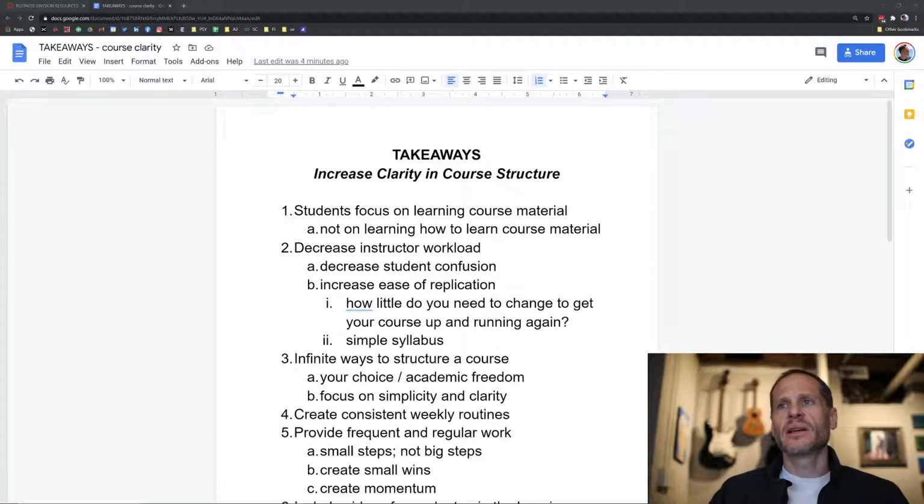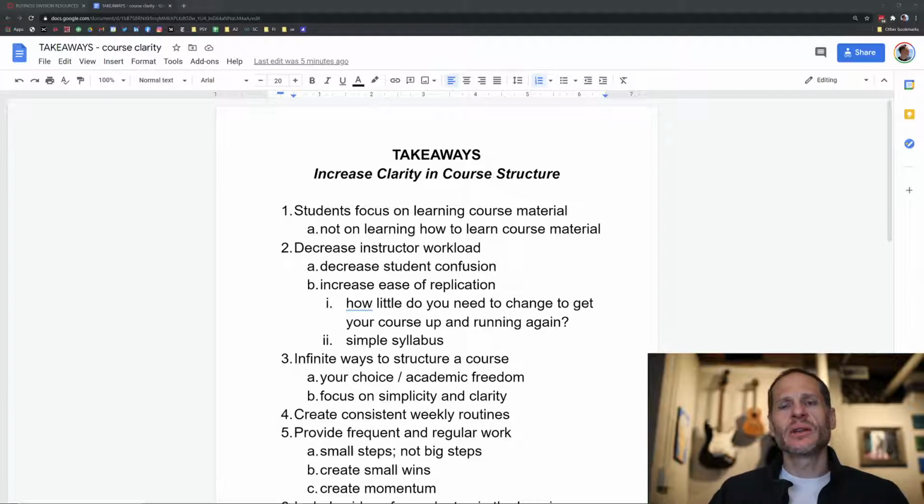So decreasing the instructor workload. That's one of the goals, one of the takeaways, one of the things you want to keep in your mind when you're building an online class, right? Like, how do I decrease ridiculous work? And so you want to keep that at the forefront of your mind when you're building an online class.